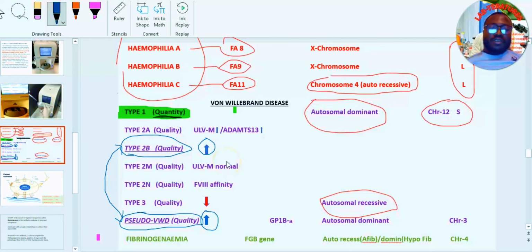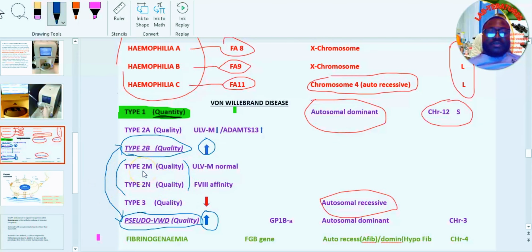Now we move. So you've been able to explain the pseudo and that of the type 2B together. So anytime you see type 2B, remember pseudo. Both of them are gain of function. Both of them are going to consume von Willebrand antigen, and both of them will have the symptom of bleeding. So just like I've explained these two together, I'm going to combine the 2M and 2N. Always remember that they are all qualitative defects.